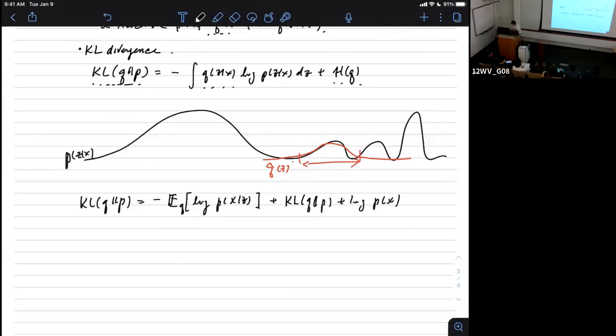This is just a weird way to rewrite the whole thing. But one thing for sure is that this KL divergence is always greater than or equal to 0. If KL divergence is 0, Q and P are exactly the same. But otherwise, it is always going to be positive.